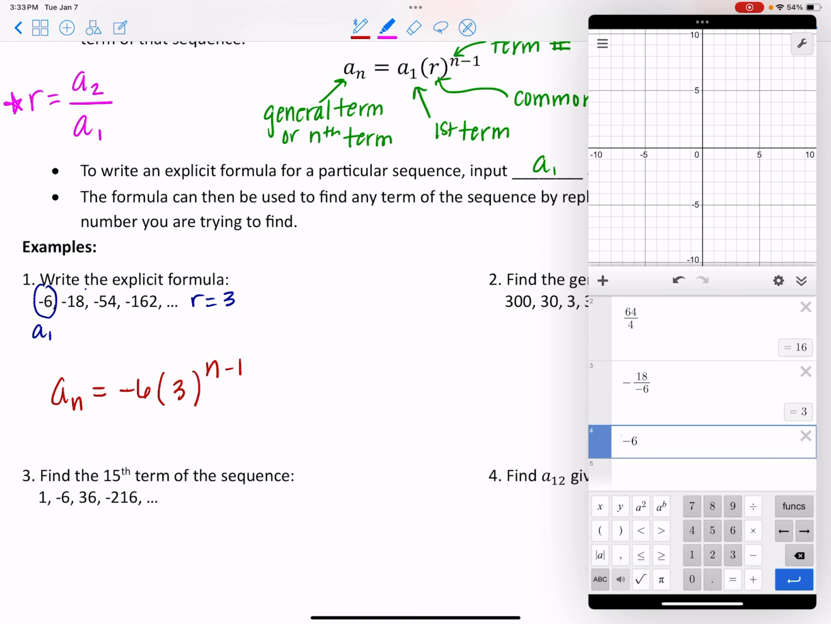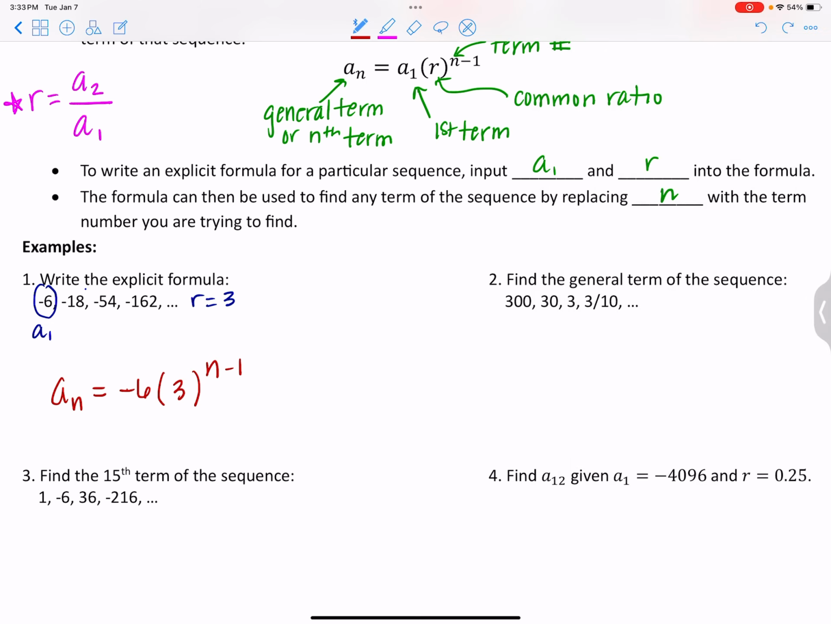If I have negative 6 multiplied by 3, and I raise it to a power, it's n minus 1, so I'm going to plug in, I want to find the first number, I'm going to put 1 minus 1 there, I get negative 6, the first number on the list. If I plug a 2 in, I get negative 18, the second number on the list. Plug a 3 in, I get the third number, plug a 4 in, I get the fourth number, and so on. So there is my explicit formula for this particular list.